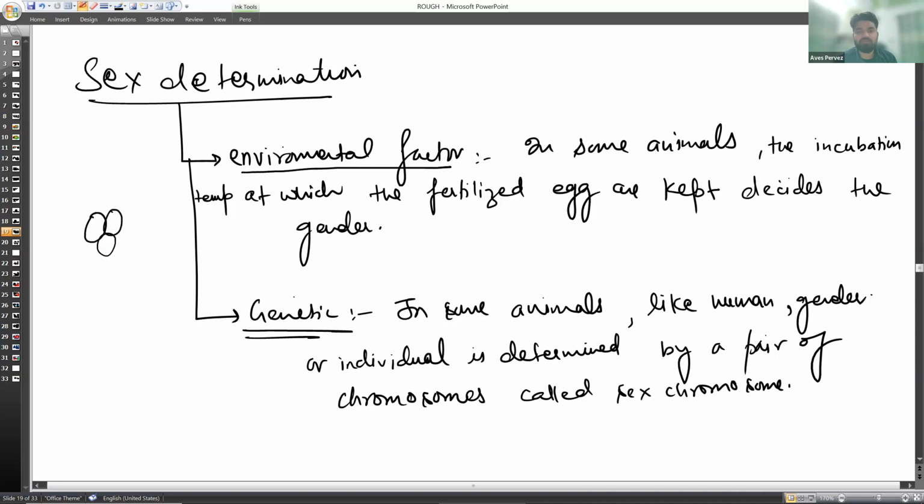So note it down that in some animals, the incubation temperature at which the egg is fertilized decides the gender, for example hens and lizards. And it can be genetic: in some animals like human beings, the gender of an individual is determined by a pair of chromosomes called sex chromosomes. Note it down fast.